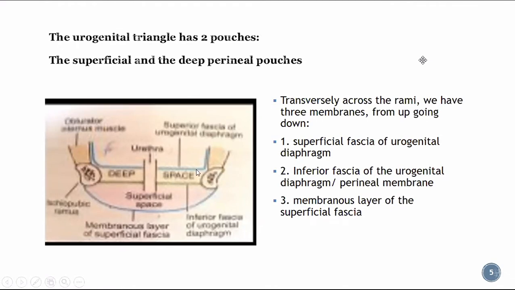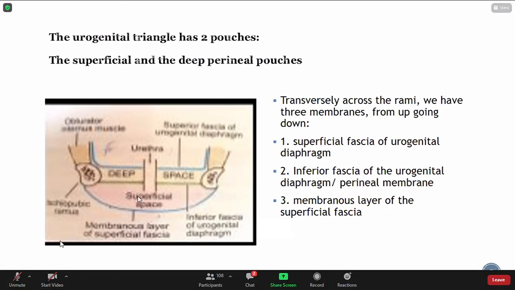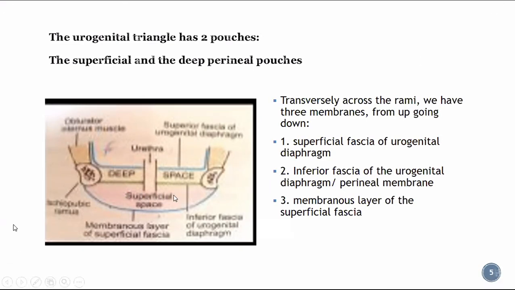Okay, we have the superficial fascia of the urogenital diaphragm, the blue one. We have the inferior fascia of the urogenital diaphragm, which is also known as the perineal membrane, the second one, and the membranous layer of the superficial fascia, the one that I mentioned earlier, or the Colles fascia, the third one. Between these three membranes are the pouches, the deep pouch or deep space, and the superficial pouch. Can you see my cursor? Yes, Doc.